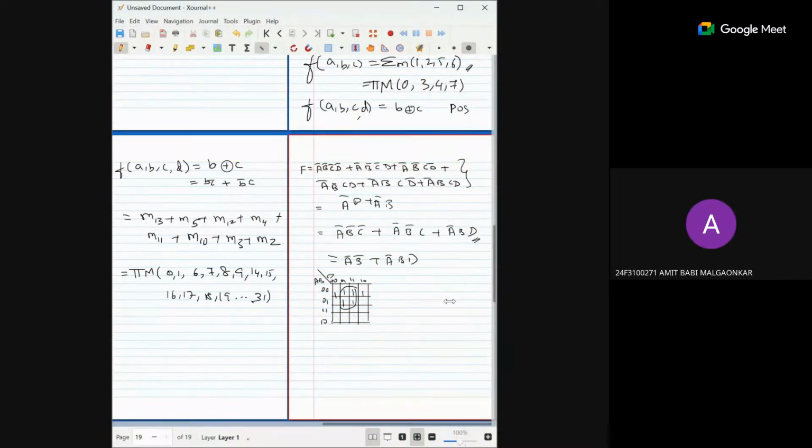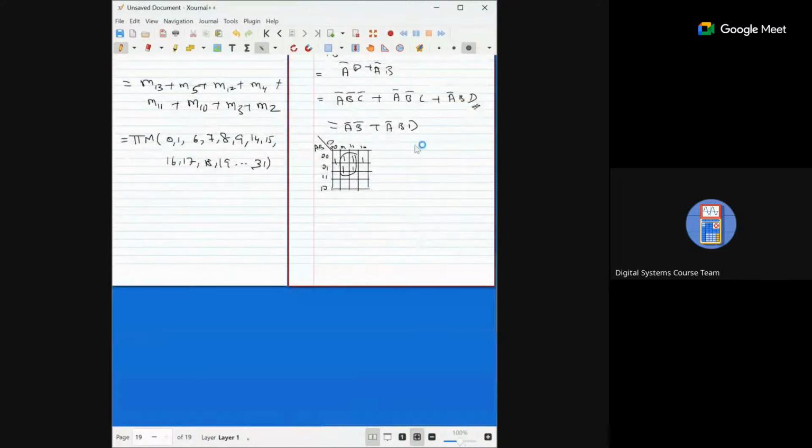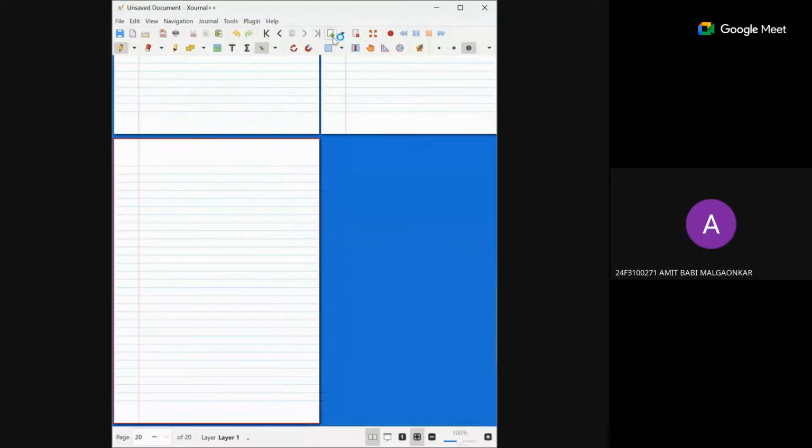Sir, I had a question regarding 2's complement. Yeah, what is it? When we are doing an operation using 2's complement, both the numbers should be in the 2's complement format, right? I don't understand the actual question. Why are you doing the operation of 2's complement? Like we want to subtract a number.